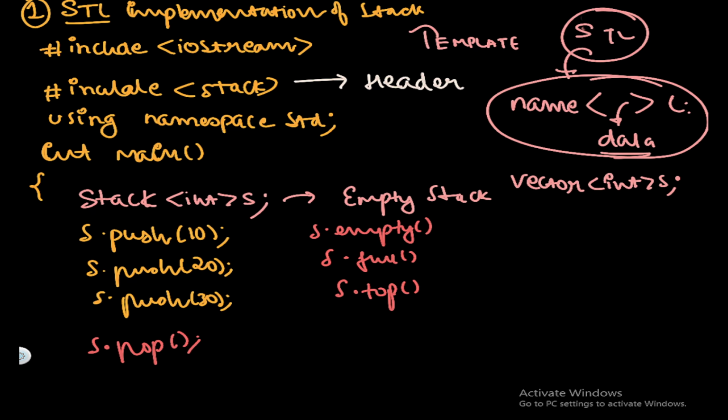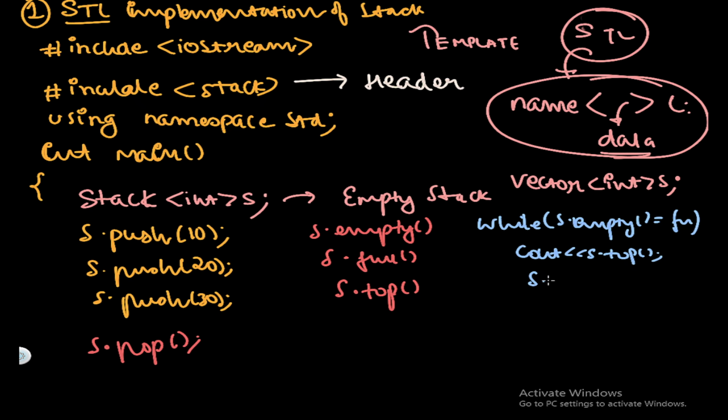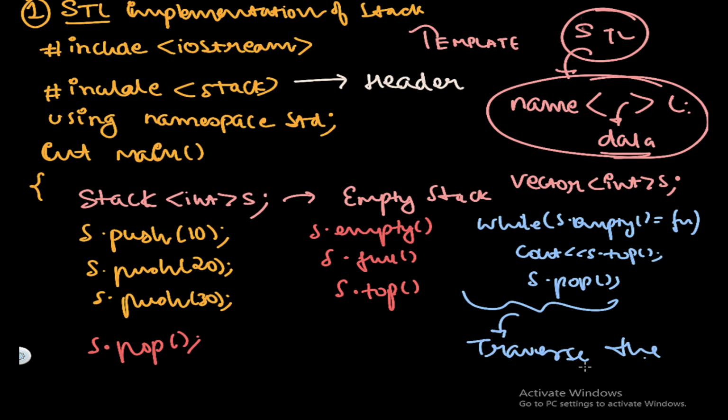Let us do a thing. Let us just print the stack. While s.empty() equals false, cout s.top() and s.pop(). We can do this kind of thing. This is supposed to traverse the stack. Let me write over here, traverse the stack.